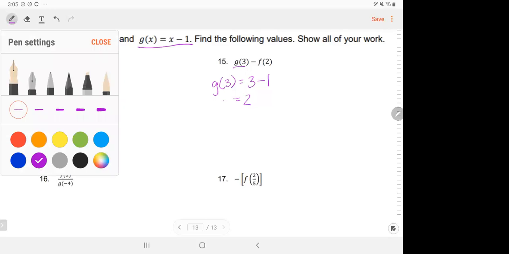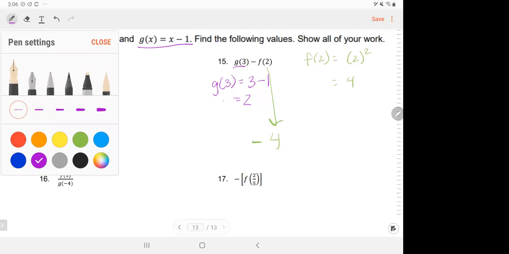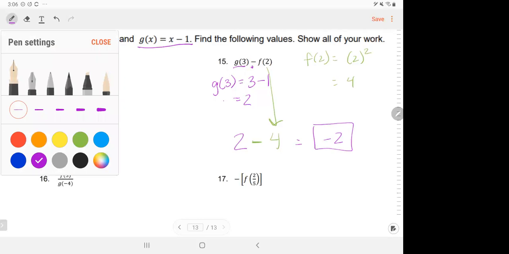If I'm going to do f of 2, f of 2 would give me 2 squared, which would just give me 4. So now I have f of 2 is 4, and I'm still going to bring down that minus, because this minus right here. And g of 3 was just 2. So now I have 2 minus 4 is negative 2.